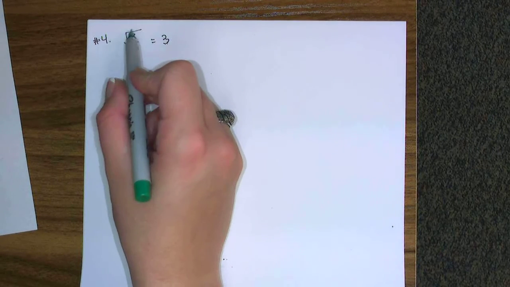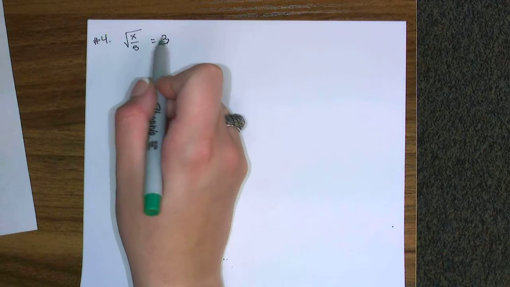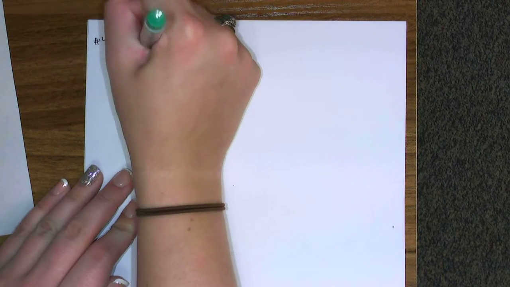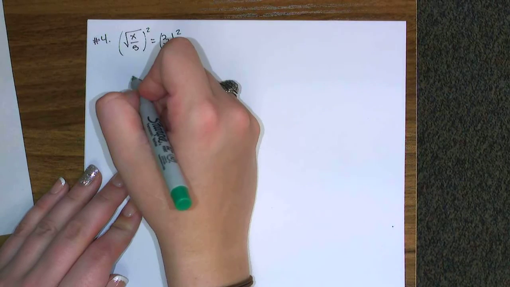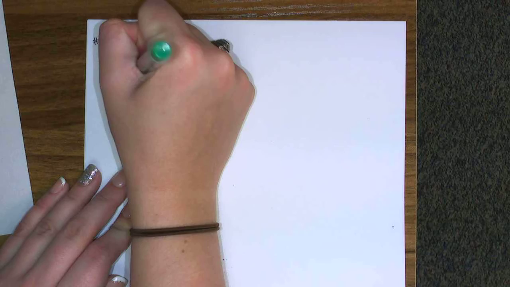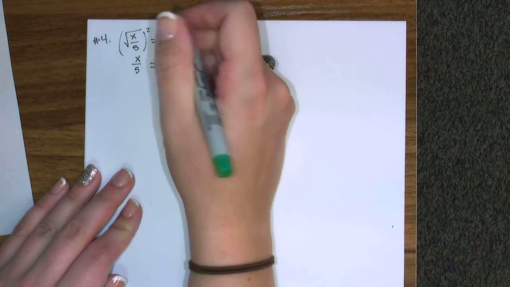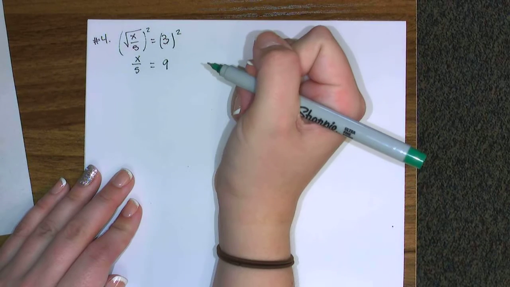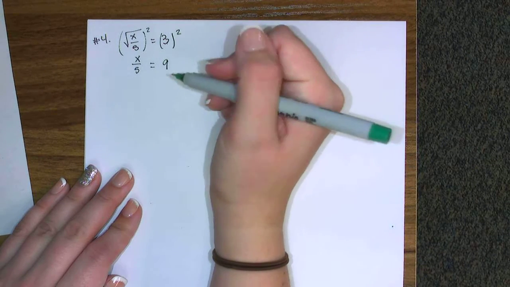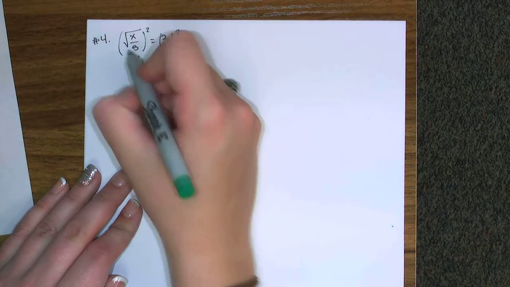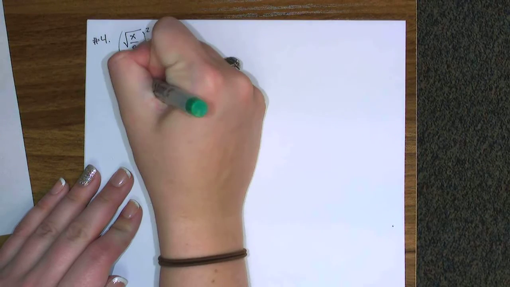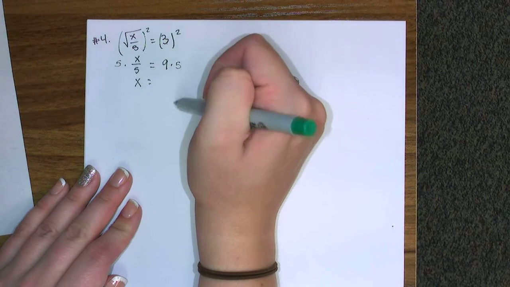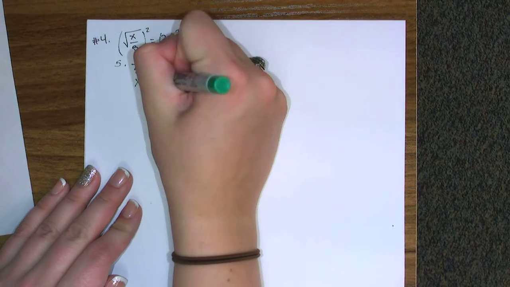So this is the square root of all this stuff, so I need to square both sides to get rid of that. So I'm left with x over 5 is equal to 3 squared, which is 9. And then I need to multiply by 5 to get rid of the 5 on the left. So x is equal to 45.